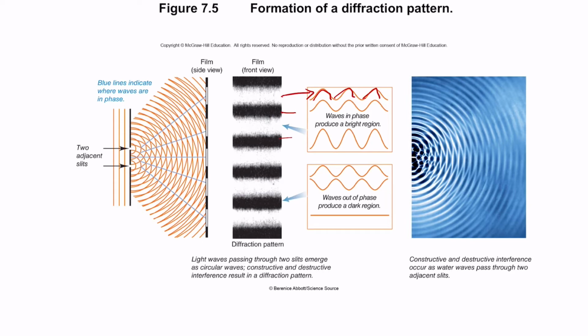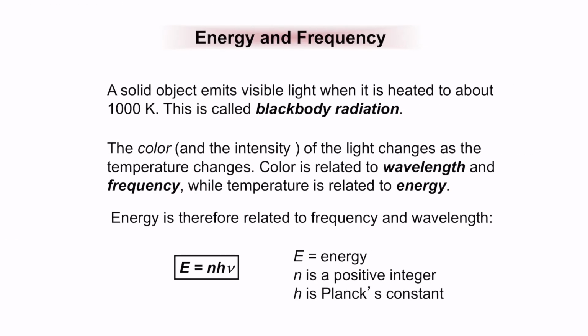When the peaks are in opposite directions, what will happen? They collapse each other. That creates dark regions. So this series of bright and dark regions, these are called fringes. So this is how light behaves as a wave. This is the first discussion of how light behaves as a wave.